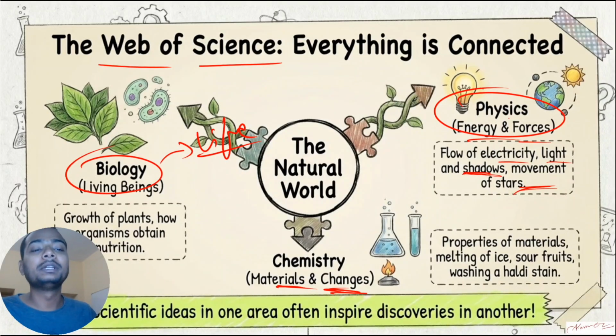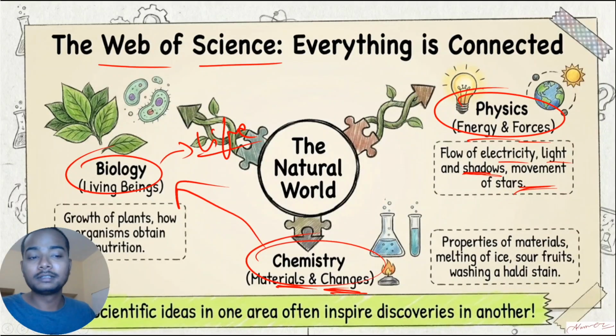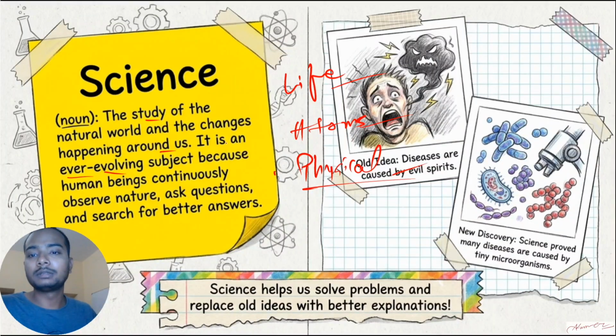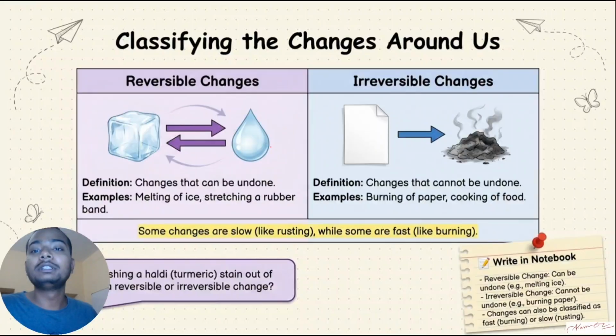Whatever phenomena are happening in physics at the intermolecular level, you can explain with chemistry, and at the same time biology. So basically everything is interconnected. Clear? Now coming to the changes. In this slide, I was talking about the changes, so that is what we will talk about now.